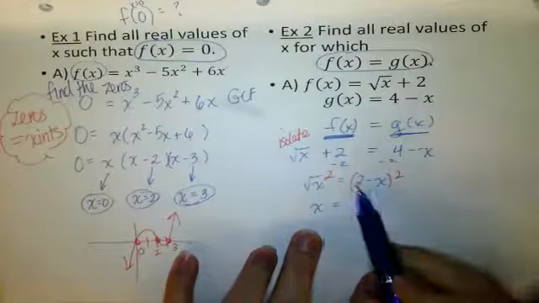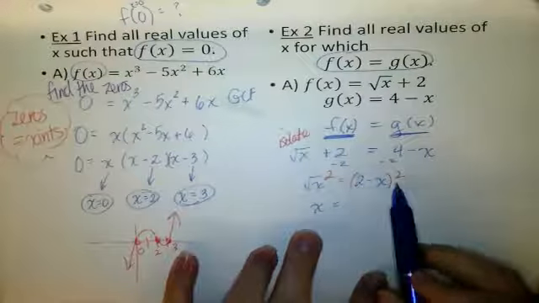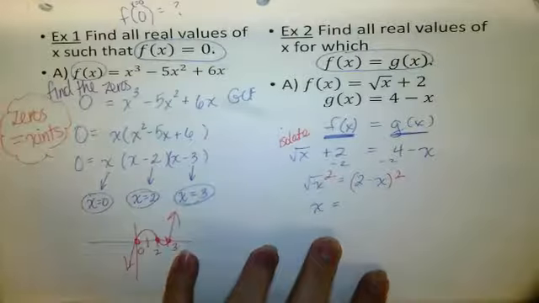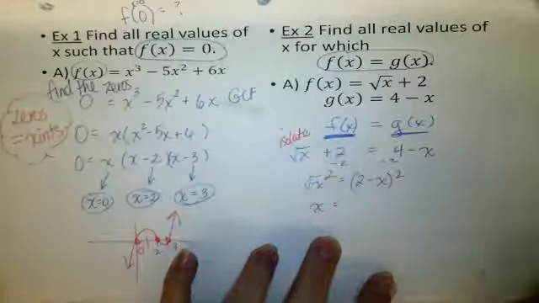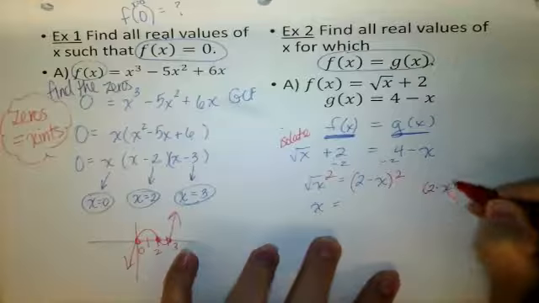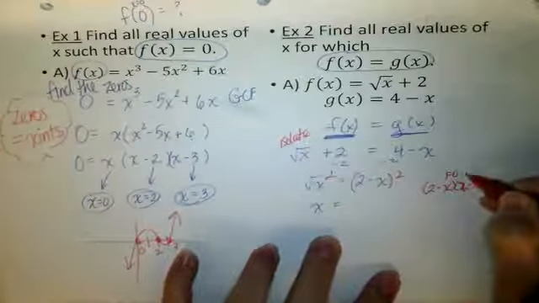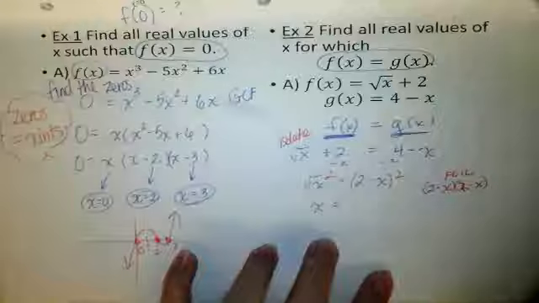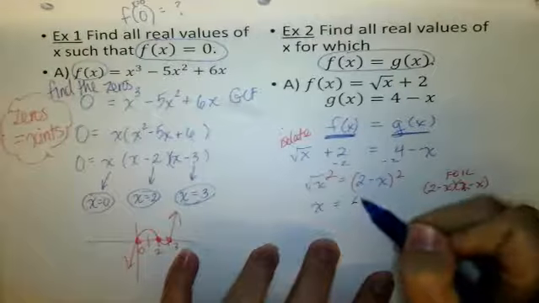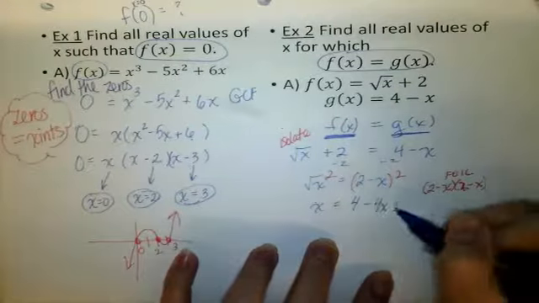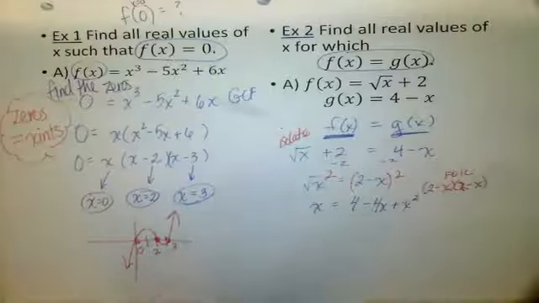What is this thing squared? Is it 4 minus x squared? No. No, it is not. Don't do that. 2 minus x times 2 minus x. You must FOIL that together. And what do you get when you FOIL that? 4 minus 4x plus x squared.